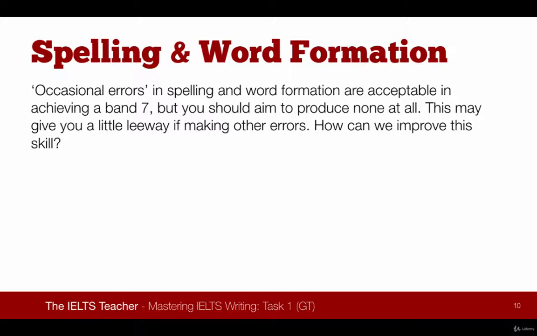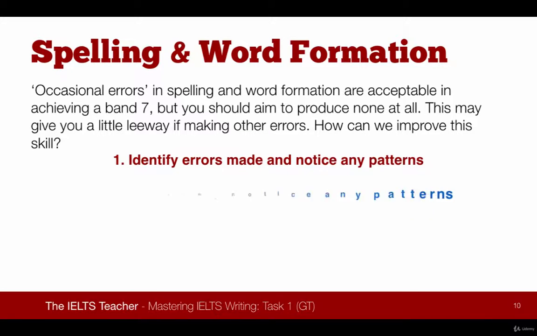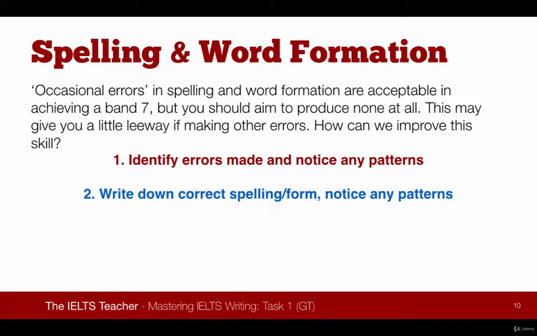Well, I'm not going to go into this in too much detail, but I'm going to give you 4 pieces of advice. First of all, as you practice, identify any errors made and notice any patterns in the errors that you make, maybe particular sounds you identify incorrectly. You can do this by just putting your practice into a word processor and turning on the spell checker. Secondly, write down the correct form and again notice any patterns with the error and the correction. Maybe there's a particular error that you always make and the correction is always quite similar.